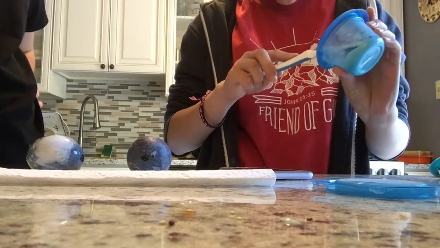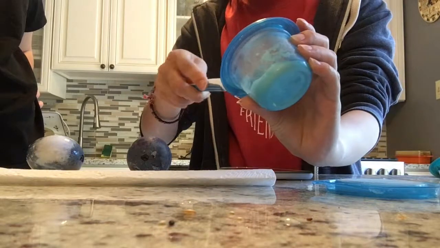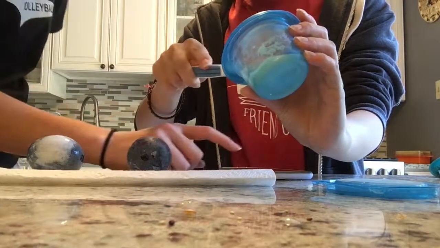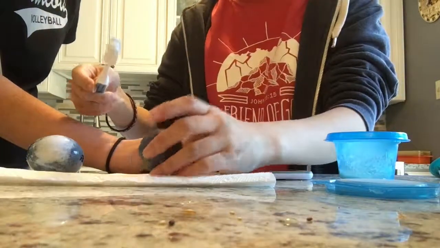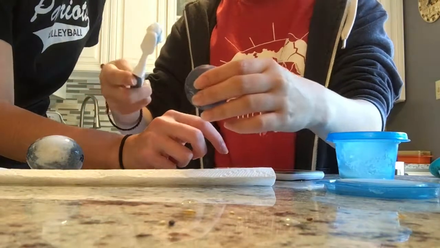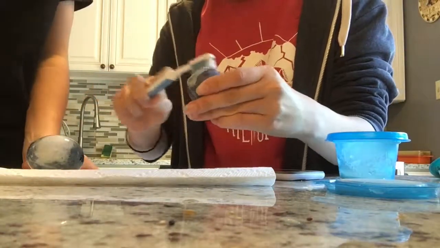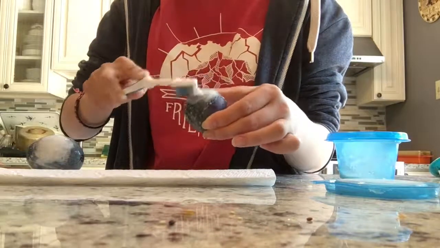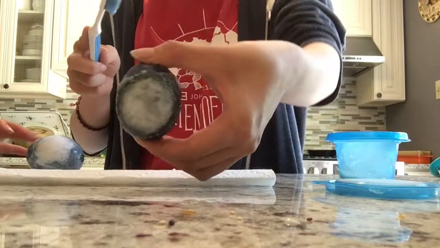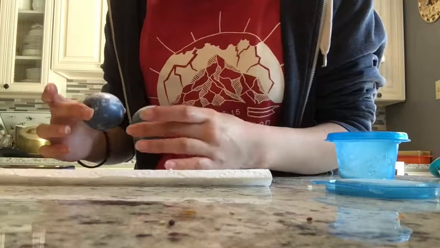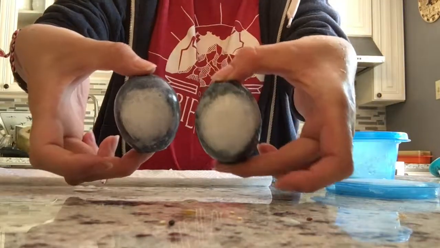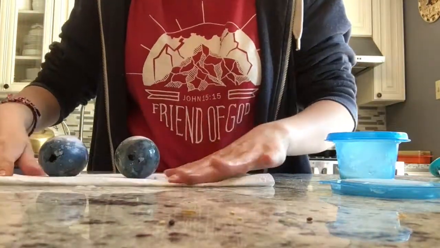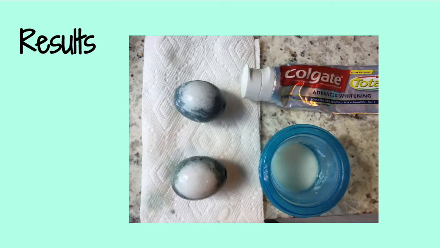Then we cleaned the egg with our homemade toothpaste, also for a minute. This egg ended up being whiter than the egg that was cleaned with the Colgate toothpaste. The results. Our toothpaste cleaned the grape juice stained egg better than the Colgate toothpaste. The end!